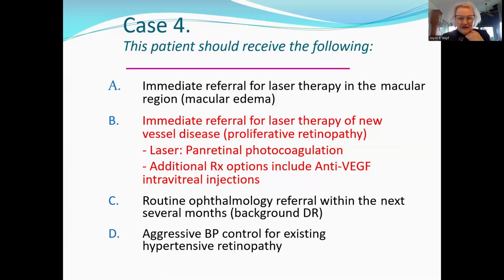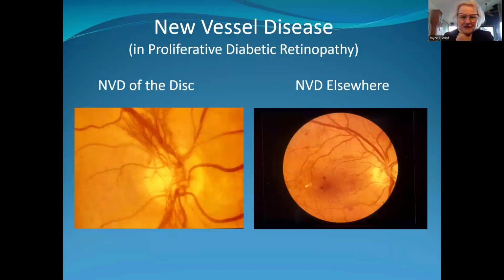Diabetic retinopathy is the most common cause of blindness in the US in patients between the ages of 18 and 65. New vessel disease is one of the hallmarks of proliferative retinopathy, regardless of where it's present. So NVD, or new vessel disease of the disc, NVE, or new vessels elsewhere. New vessels also is proliferative retinopathy.